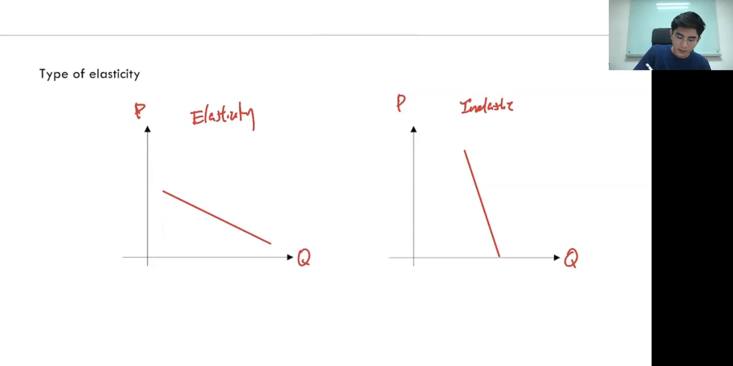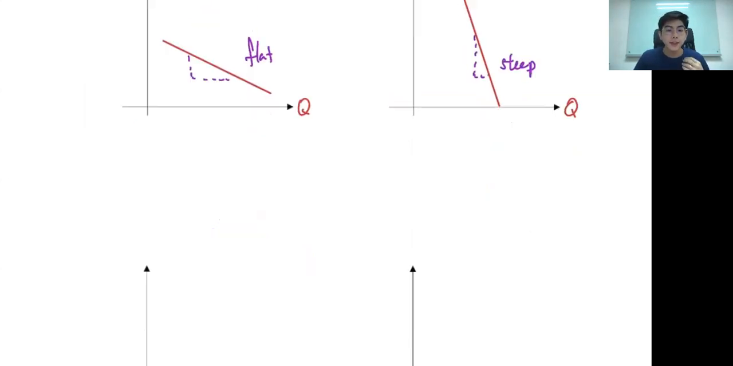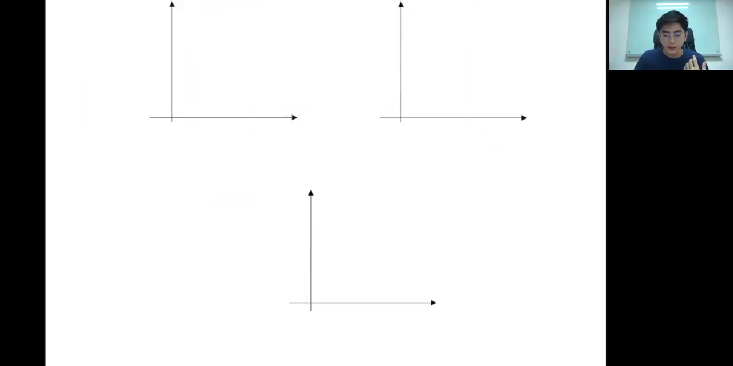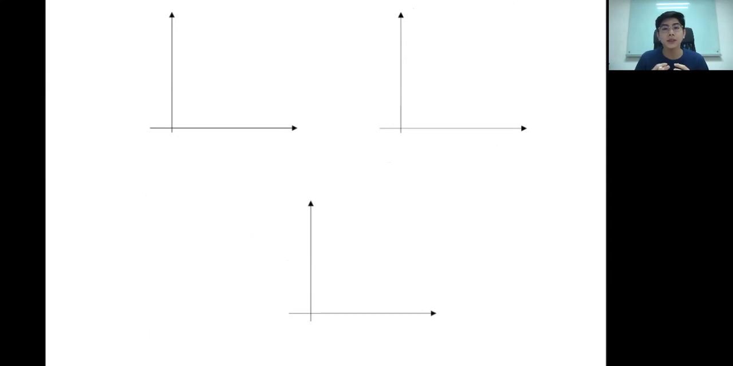Okay, as you can see, this one is flatter. This one is steep. So these will be the main 2 graphs that we are going to learn. Regardless in IG, you guys are going to learn in AS as well. And these 3, we have another 3 graphs. These 3 graphs are considered theoretical, so it's not real in real life. We can't really find a product that has elasticity like this one.